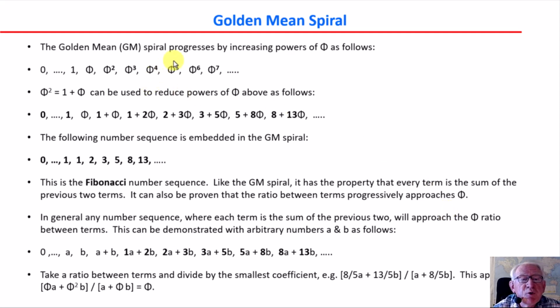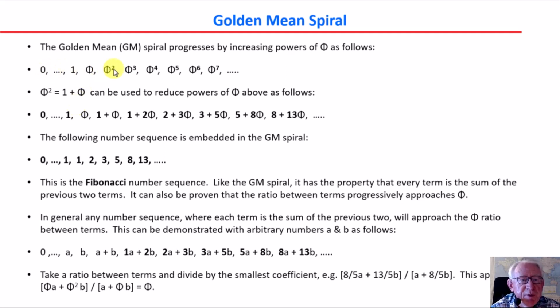Now, the golden mean spiral progresses by increasing powers of phi, where phi is the golden mean ratio, as follows. So we start with 0, 1, and then phi, and then increasing powers of phi. In other words, we increase by phi through each step. Now, between 0 and 1, there's an internal spiral where the reverse happens, where instead of increasing by powers of phi, going from 1 back to 0, we have progressively decreasing powers of phi. In other words, 1 over phi, 1 over phi squared, 1 over phi cubed, all the way down to 0. So the golden mean spiral has an internal spiral, which is represented by the gap between 0 and 1.